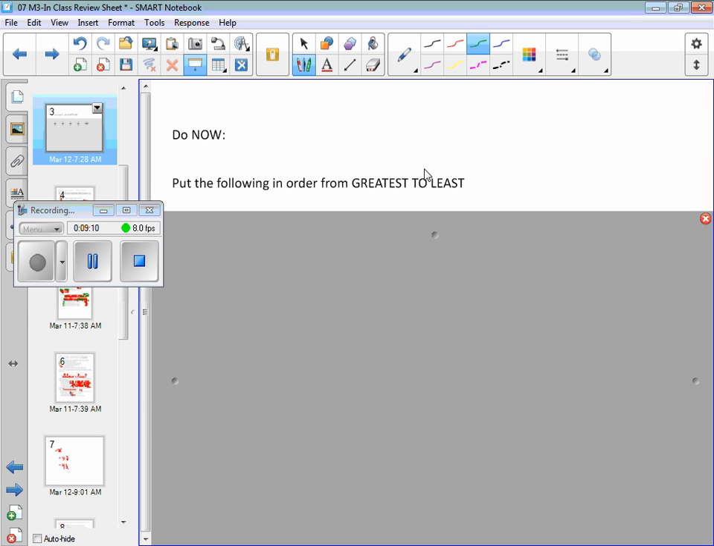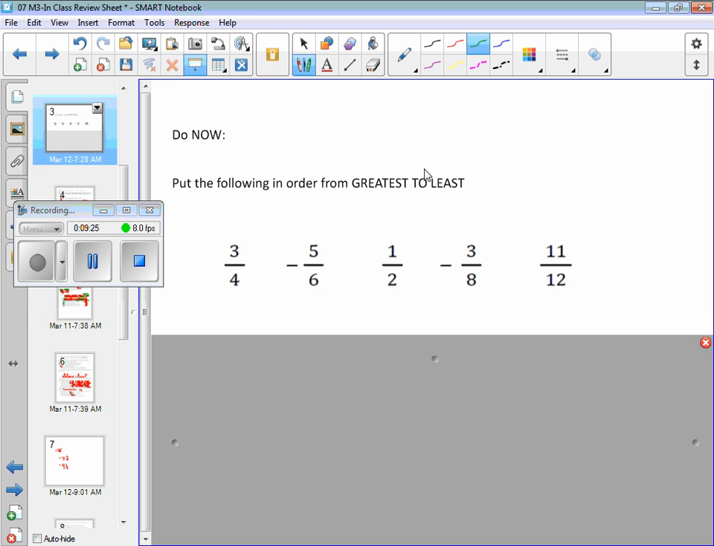You get one shot. You can list it going across, or you can list it top to bottom. It's up to you, as long as I can read it. You ready? Yes. Greatest to least. And there are your rational numbers. Good luck.